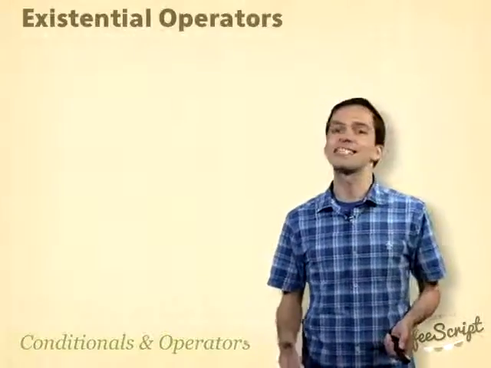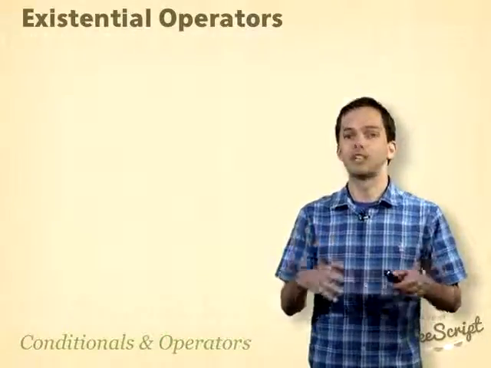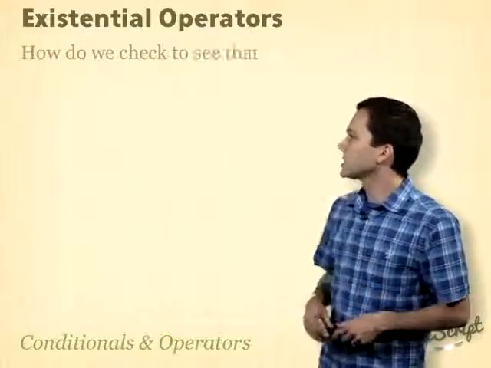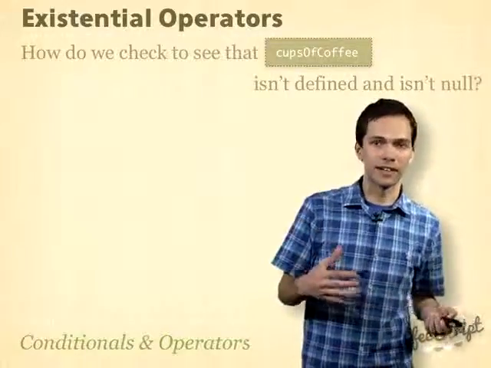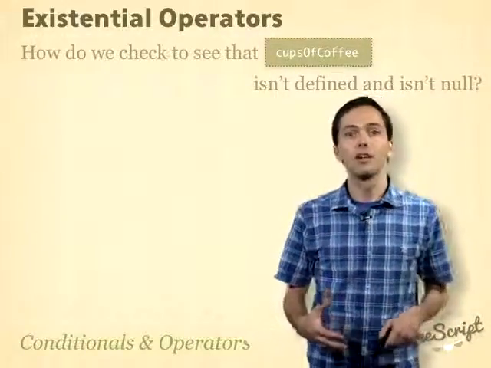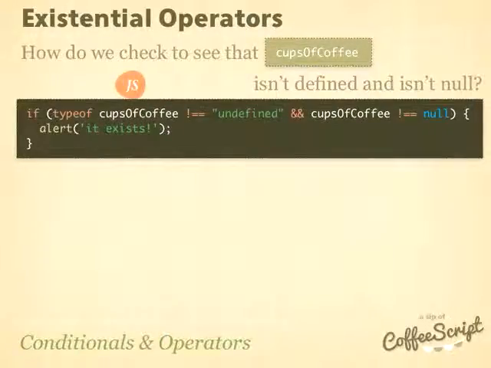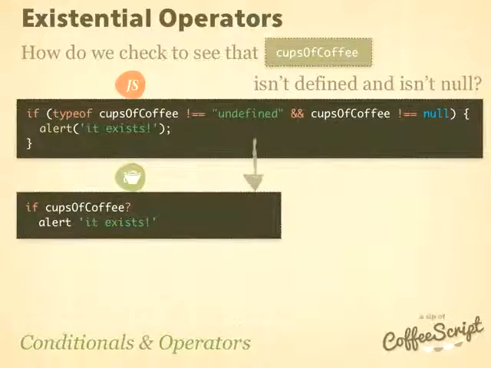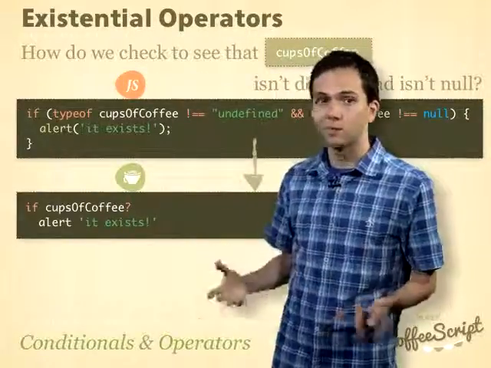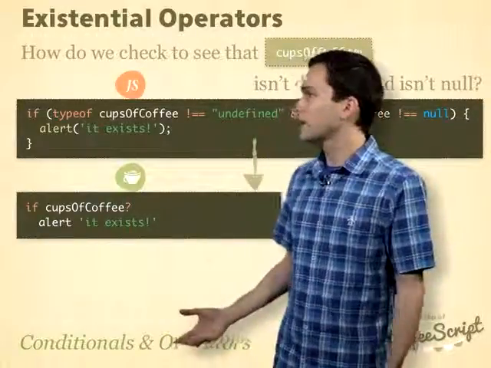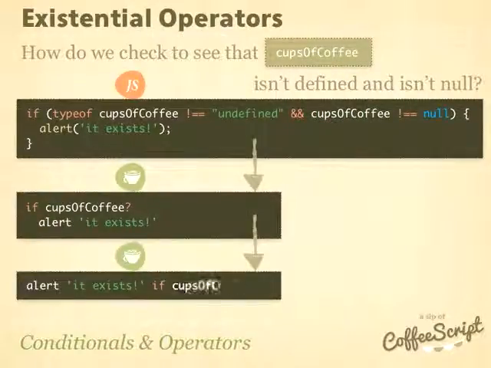Lastly, we're going to talk about existential operators. Existential, meaning checking to see if something exists or not. So, for example, how do we check to see that cups of coffee isn't defined and it isn't equal to null? Well, in JavaScript, we would do something that looks like this, right? In CoffeeScript, we have a better way of writing that. We could write if cups of coffee question mark alert it exists. Much nicer. So we're just using that question mark.